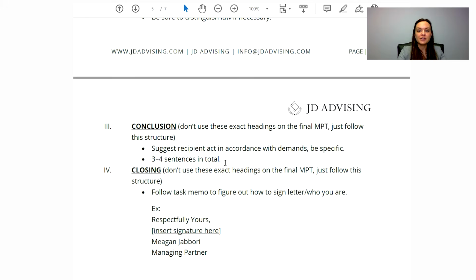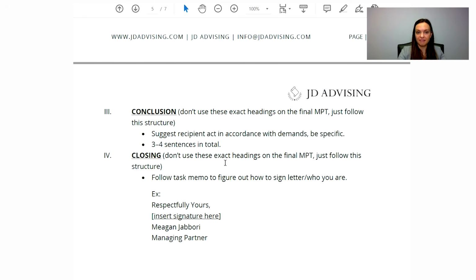Next is your conclusion. This is where you get real specific. This is where you suggest your recipient do what you want. This is, again, kind of like outlining your demand. This is pretty short and sweet, 3 to 4 sentences in total. And then your closing is basically where you sign your letter.